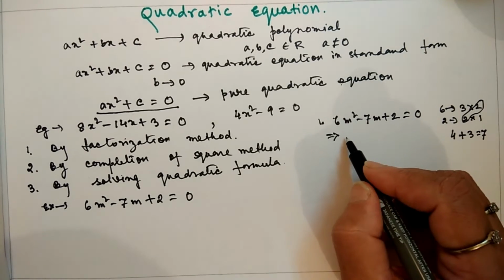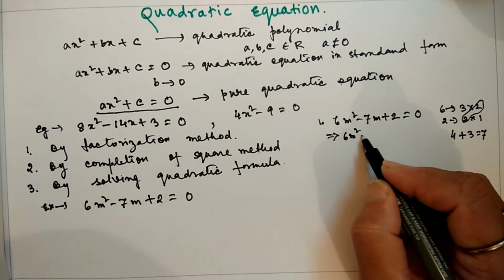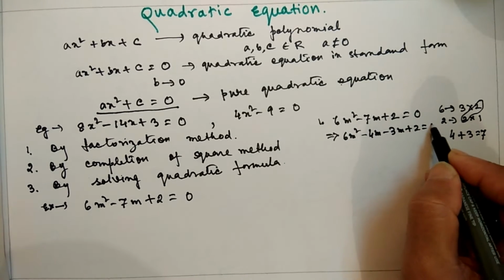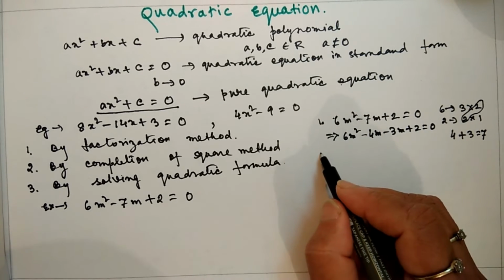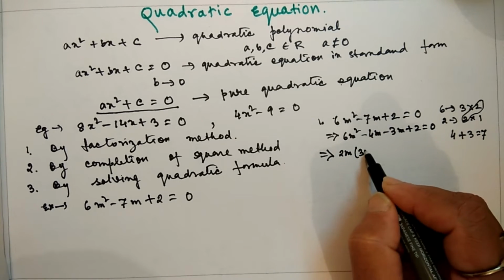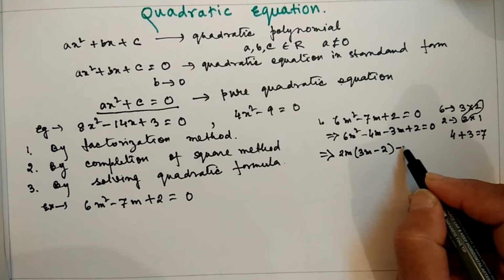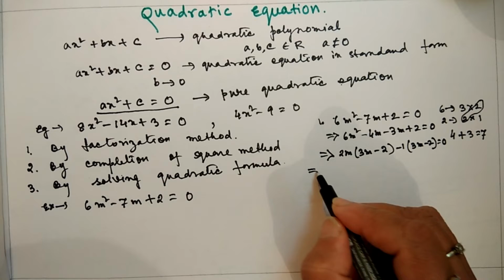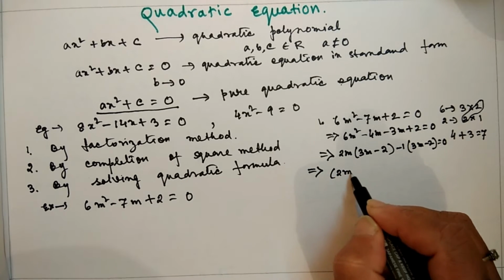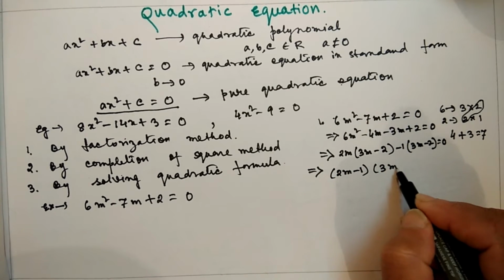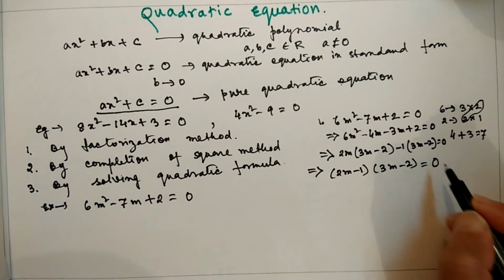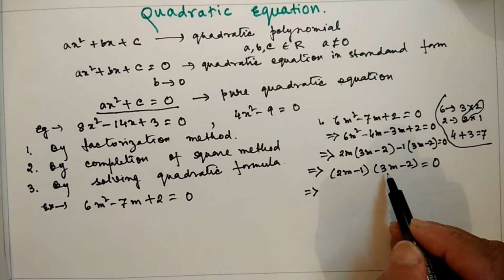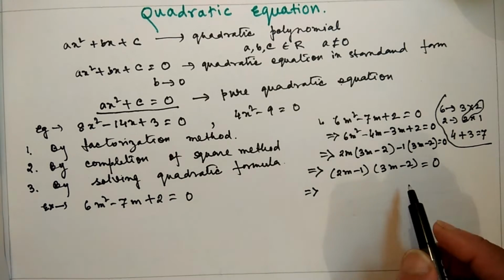So this way what we'll do: 6m² − 4m − 3m + 2. We can write it this way; the value is not changed. 2m(3m − 2) − 1(3m − 2) = 0. So what does it mean? (2m − 1)(3m − 2) = 0. The equation we have converted into a product of two factors. That is why it is the factorization method.